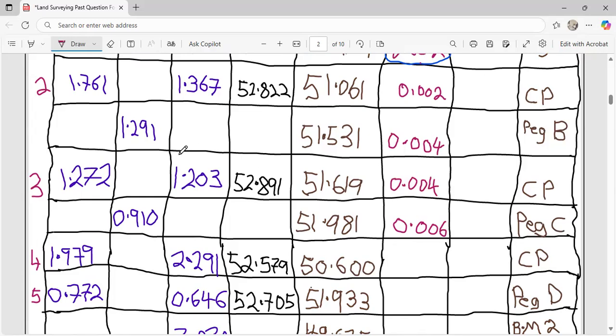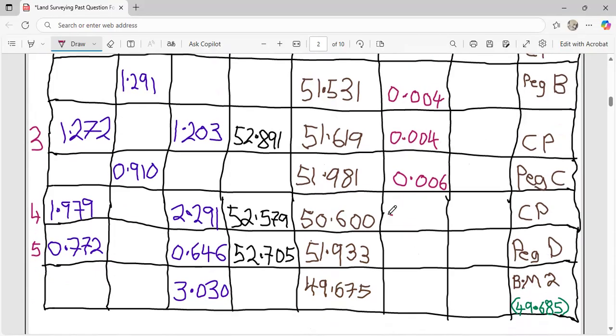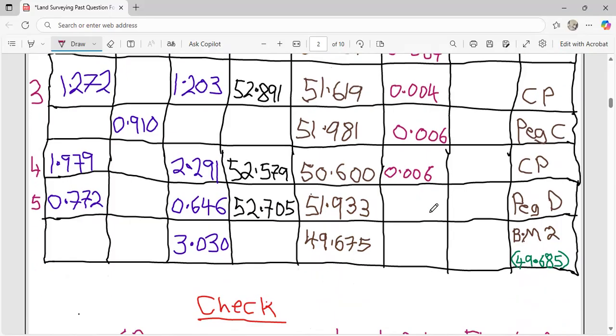0.006. How many readings were taken before the next instrument setup? After the third instrument setup, you realize that a back site reading was taken and also an intermediate site reading was taken, which became two readings. It means that the 0.006 we have to repeat twice. So the adjustment to be applied to this one too is what? 0.006. Good. From there, what else are we supposed to know?